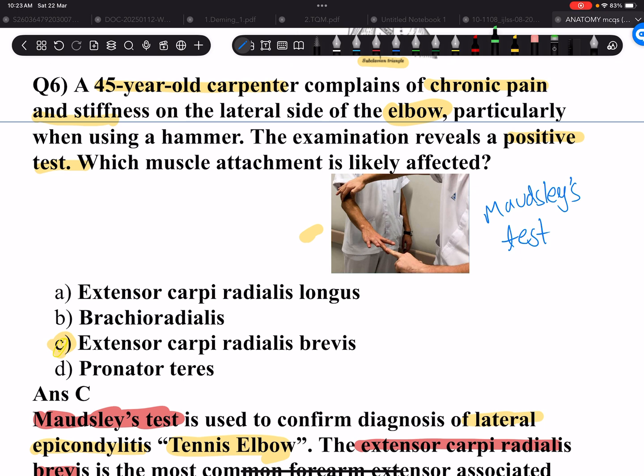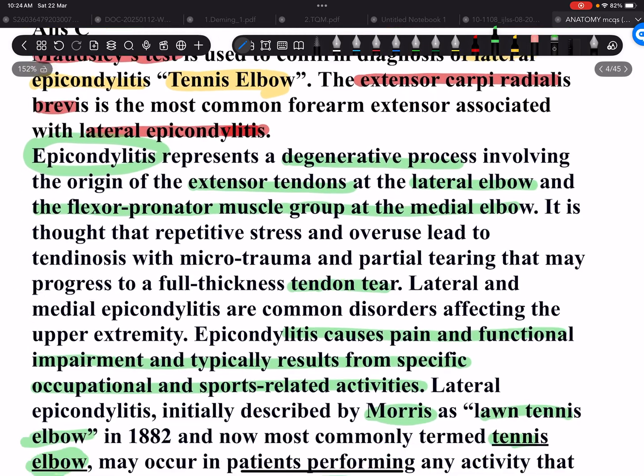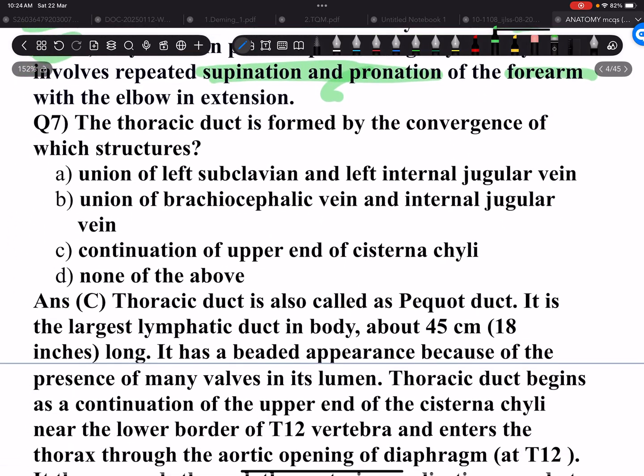Now let me give you a brief of this. Chronic pain, stiffness on the lateral side of the elbow, and a positive test we have to find out. This image also gives you a complete brief about it. So the answer is extensor carpi radialis brevis. Correct. Let's go to the next question.